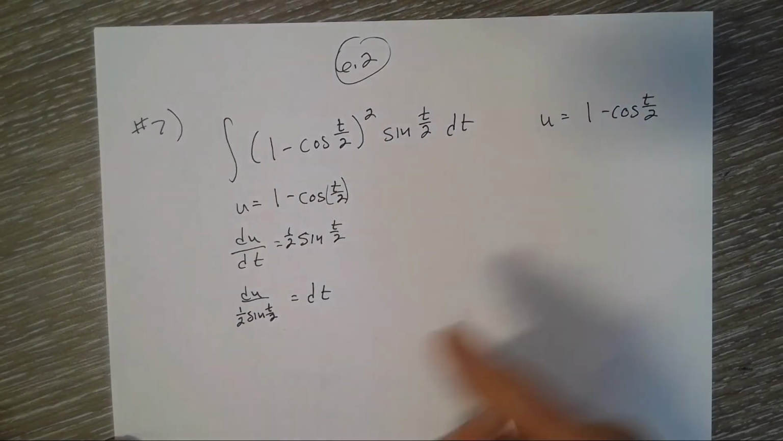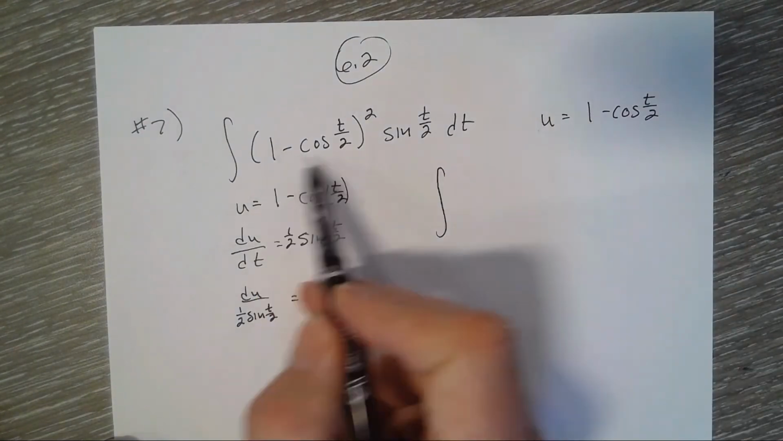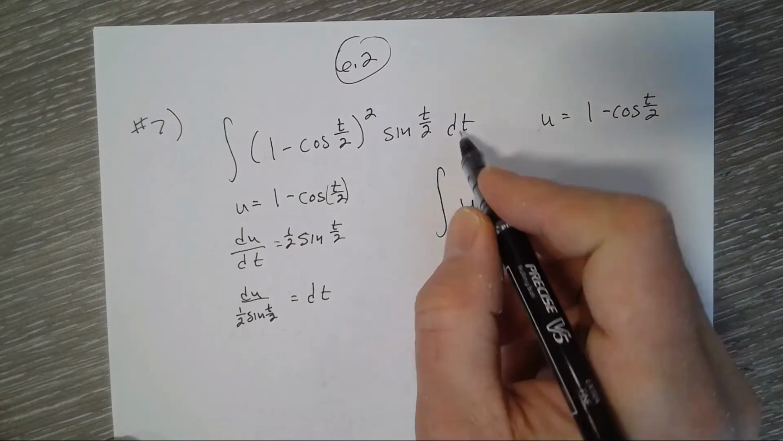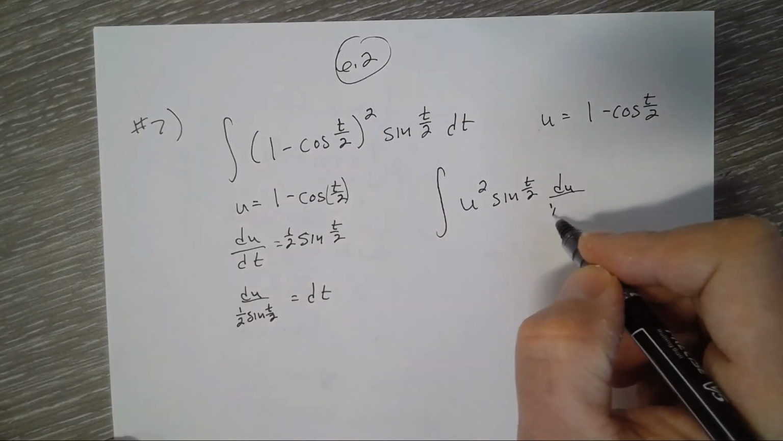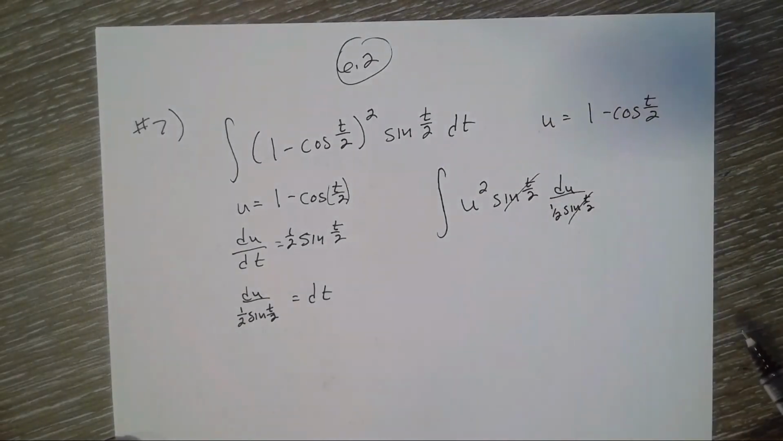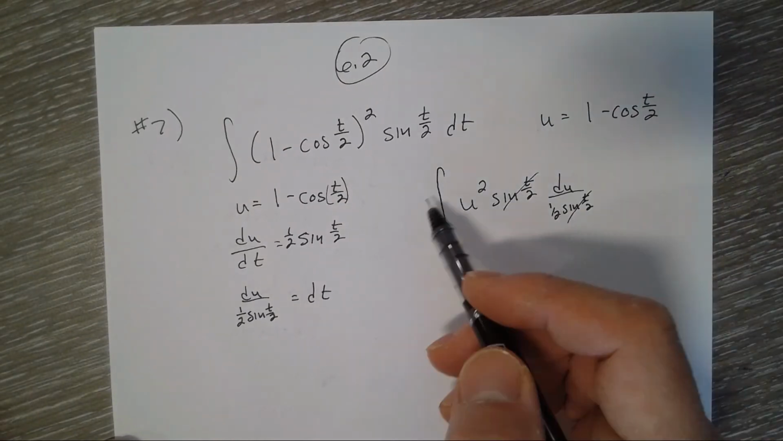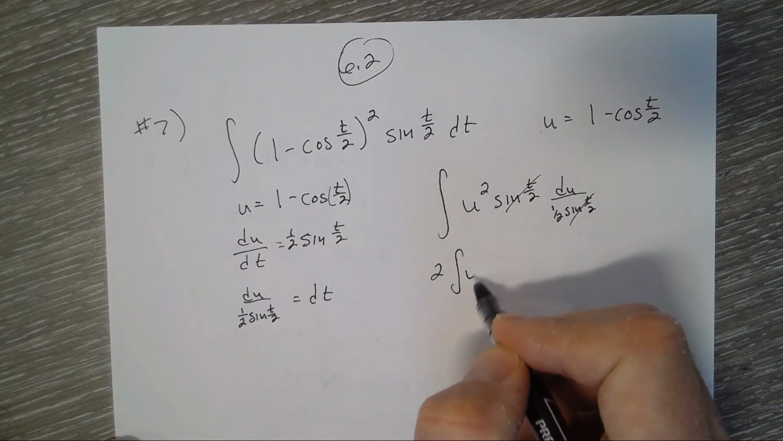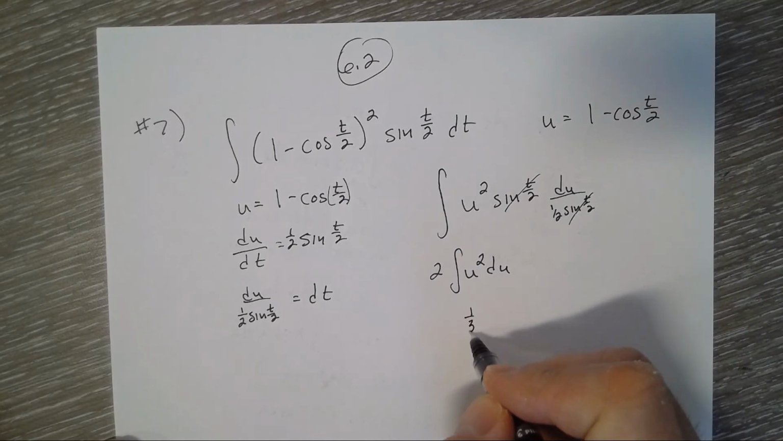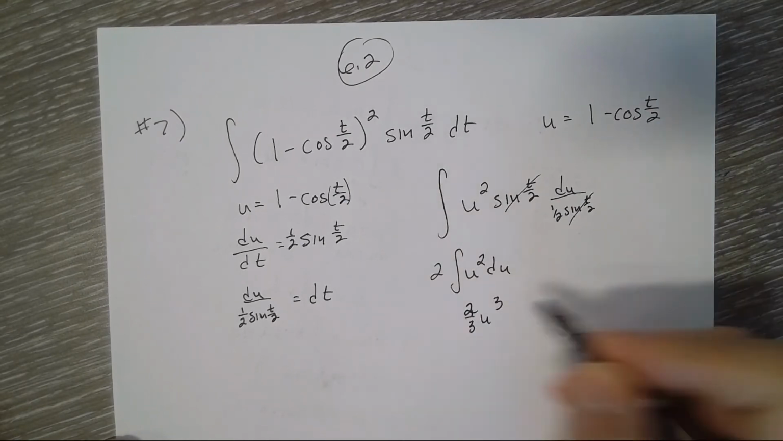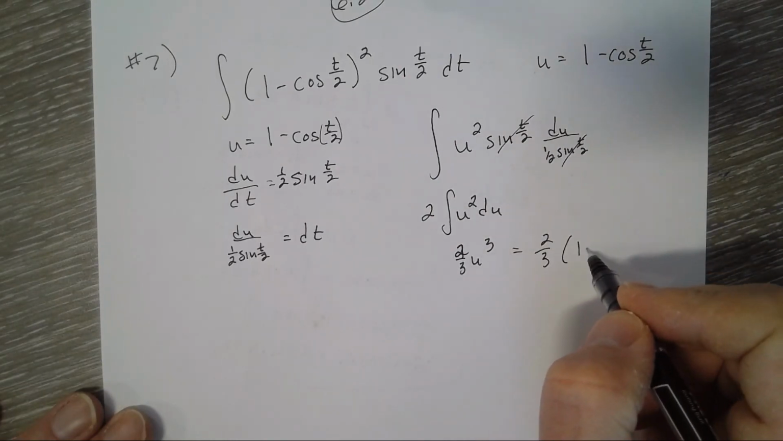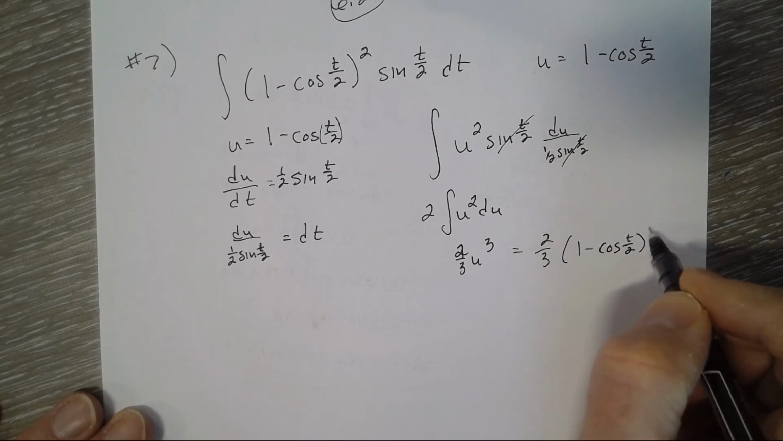So now we're ready to write our integral in terms of u. This is our u. And our dt is du over 1/2 sine of t over 2. Well, as we expected, the sine of t over 2's do divide off. Dividing by 1/2 is the same as multiplying by 2. So we have 2 integral of u squared du. Antiderivative of u squared is 1/3 u cubed. Still have our 2 there. So it's 2/3 u cubed plus c.